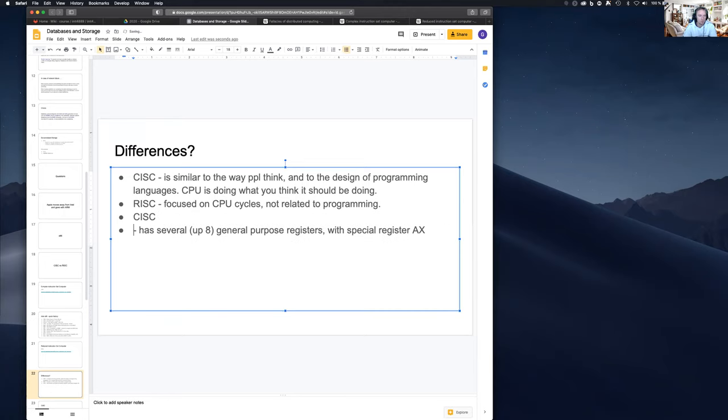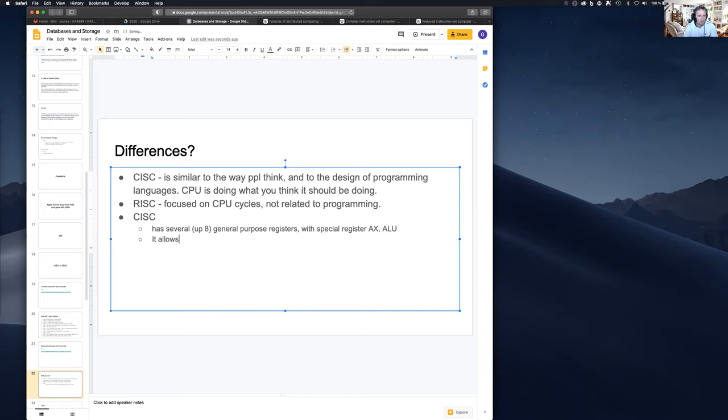The special register is used for arithmetic logic operations. We have a unit inside the CPU called the arithmetic logic unit, which is responsible for doing binary operations, the NAND, AND, OR, XOR, and so on, and some arithmetic, addition, multiplication, and so on. And usually the accumulator is needed to be the result or the operand, right?